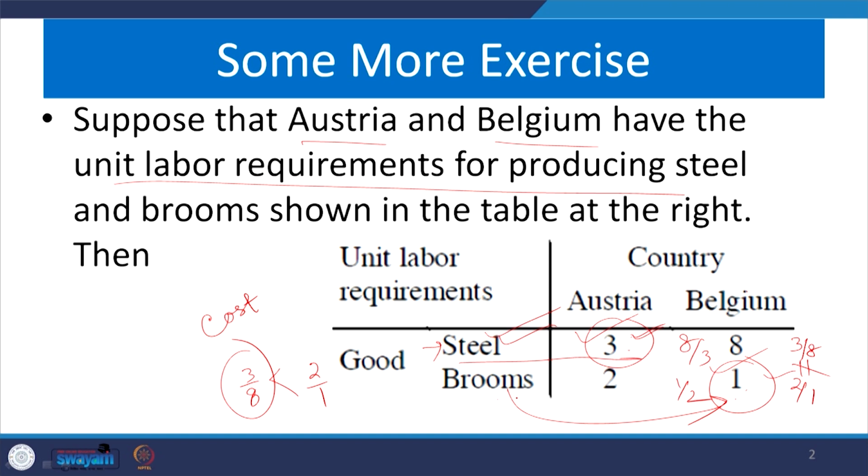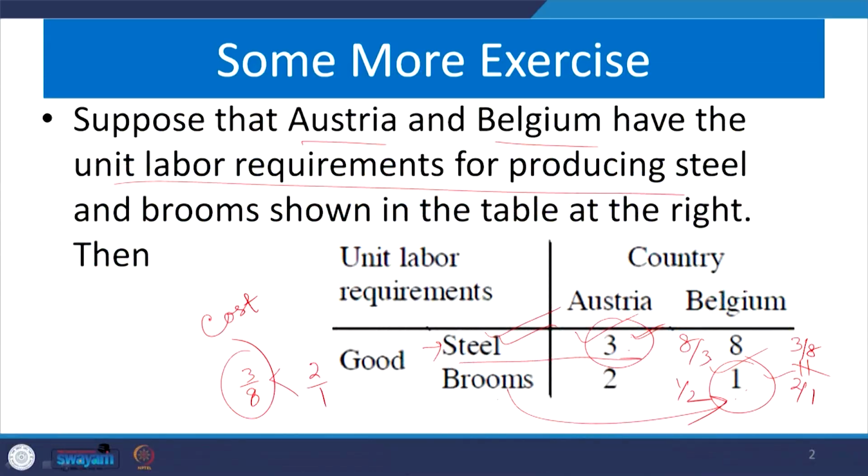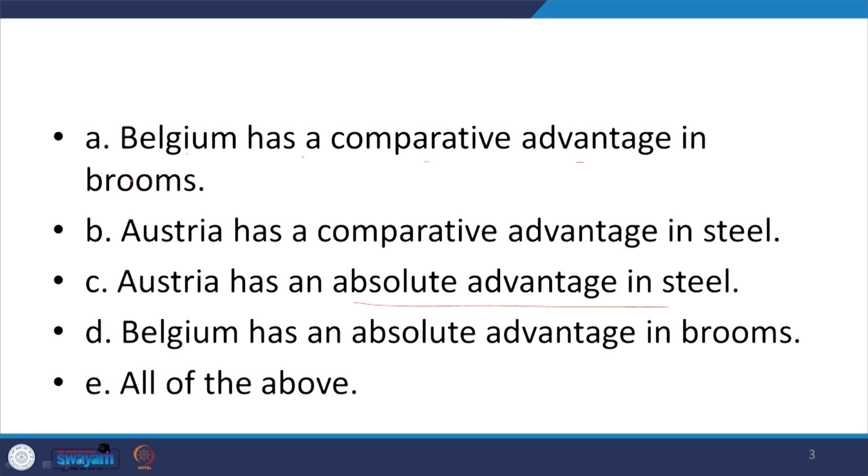And similarly for steel, Belgium has double, more than double the expenditure for production of steel as compared to Austria. So, therefore, comparatively Belgium is better in brooms and Austria is better in steel. So, let us see, Belgium has comparative advantage in brooms, this is correct. Austria has comparative advantage in steel, these two we have already verified, these all are correct. So, therefore, all of the above is right. So, this is the right answer.